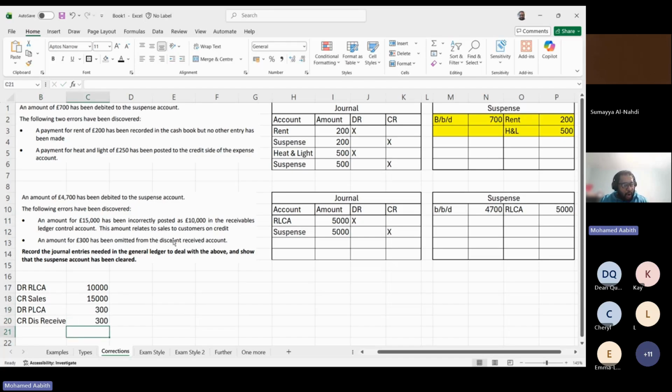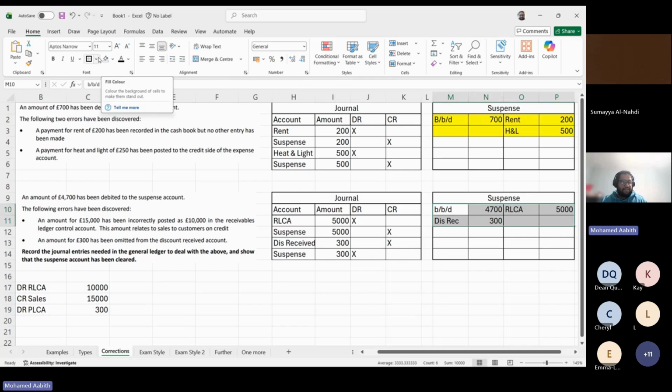But what happened here, according to them, is this one wasn't entered at all. So if that was omitted, what we need to do is say discount received £300 on the credit side, because this is what we missed. Because the debit entry is already there, we use the suspense account to clear that error, £300. So let's say here £300 debit, and we'll say discount received. Can you notice that again? If you add these two numbers, it balances your suspense account, which was already created for £4,700.